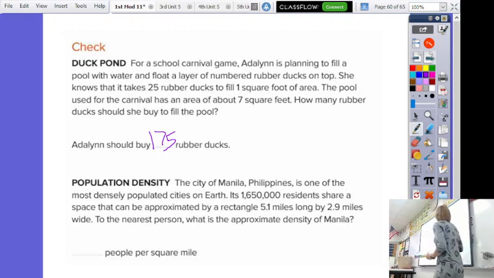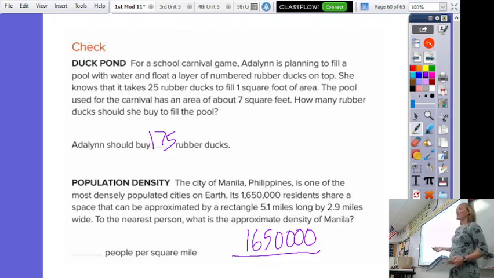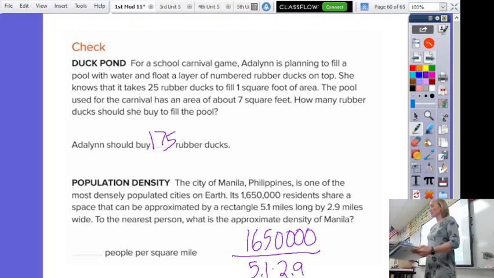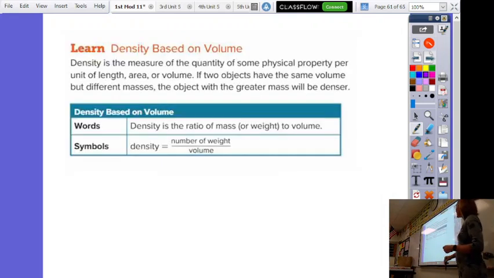In this case, you are simply taking the number of residents, 165,000, and dividing by the area. You can find the area, but you can also just look at it as a rectangle, 5.1 times 2.9, and set that up. Your calculator does a lot of math for you so you don't have to do anything in between. It's going to come up to over 110,000 people per square mile. That's what you would type in: the number of items divided by the area. And you're going to be finding areas today with those.